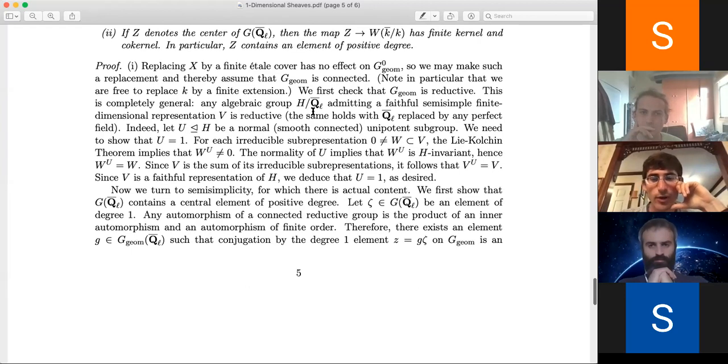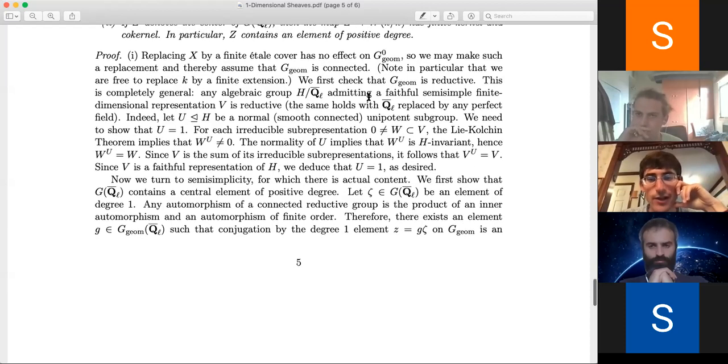Any algebraic group over Q_l bar, which admits a faithful, I should have said finite type, well, algebraic group means finite type, so admitting a faithful semi-simple finite-dimensional representation is reductive. And actually, there's nothing special about Q_l bar either. Q_l bar can be replaced by any perfect field. The same thing is true.